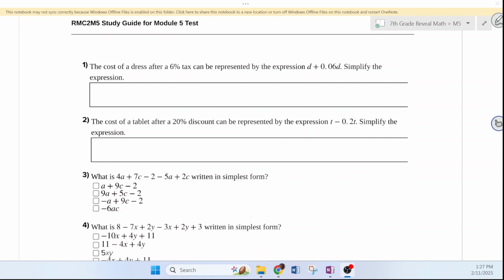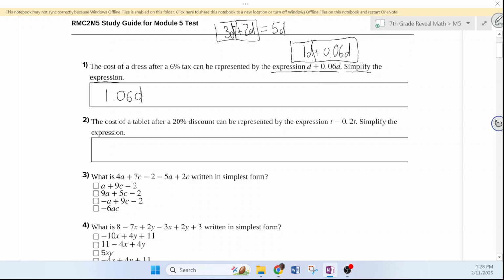Let's get to work. Okay. It says we have an expression here, and it says to simplify the expression. All right. So it is a lot easier than you might think at first glance. Just like if I had 3d plus 2d, you'd see two like terms, and you'd add 3 plus 2 is 5d, right? So in this case, same thing. You have two like terms, so you're just adding 1d plus 0.06d, which gives you 1.06d, because 1 plus 6 hundredths is 1 and 6 hundredths.